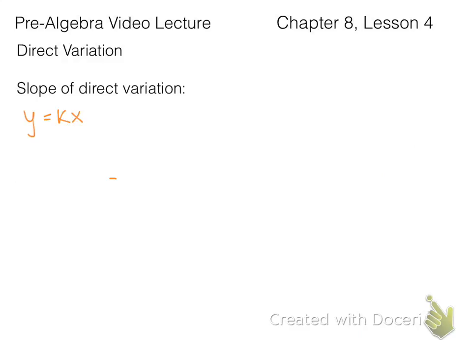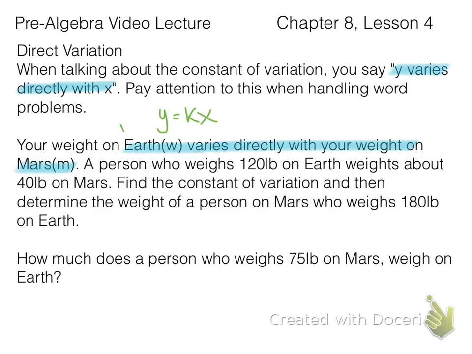So, slope of direct variation is basically just y over x. And you can do that by getting k by itself, because again, k is the slope. All right?